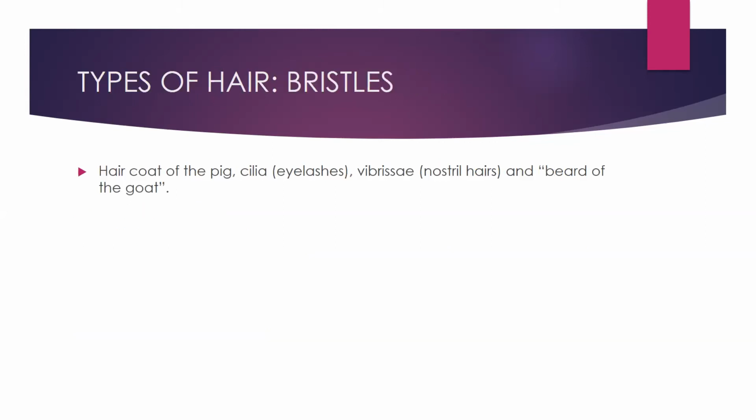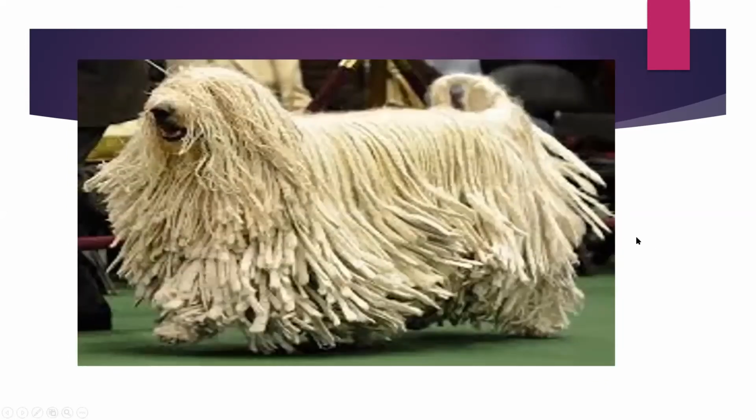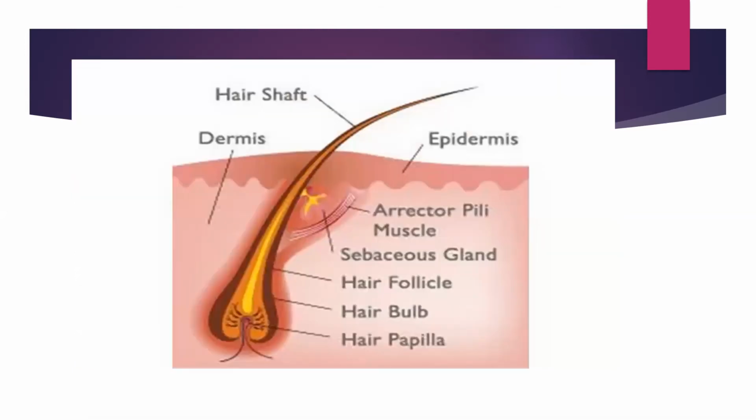Now, types of hair: bristles, which are the hair coat on the pig; cilia and vibrissae, which is the nostril hair; and the beard of the goat. You have a pair of beautiful, handsome horse. And this is the Komondor, the Rastafarian dog. That is how much it looks like.